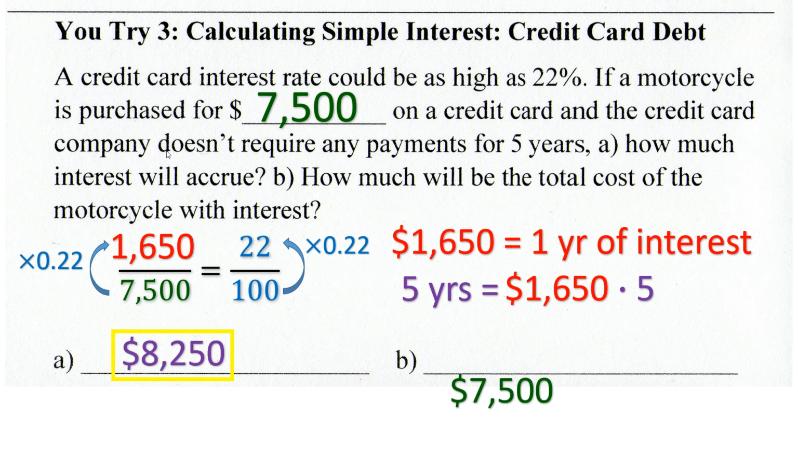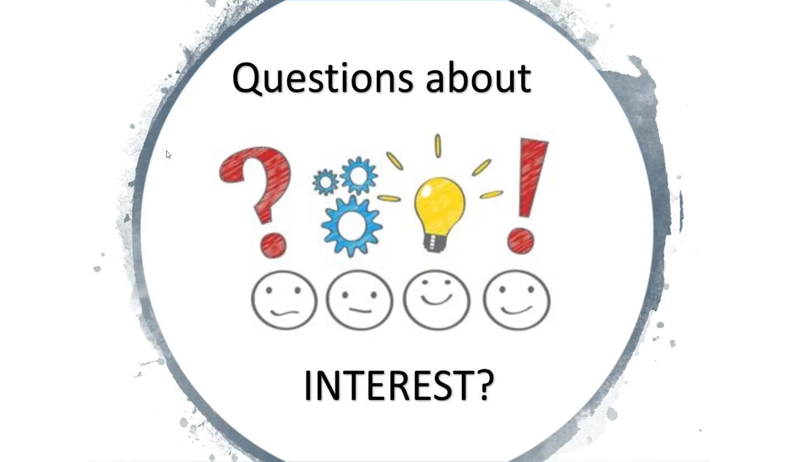So the total cost of the motorcycle would be $7,500 plus $8,250, which would be a total of $15,750 for this motorcycle because of the interest. And in class, I answered questions if we had time, and that's the end of this lesson.